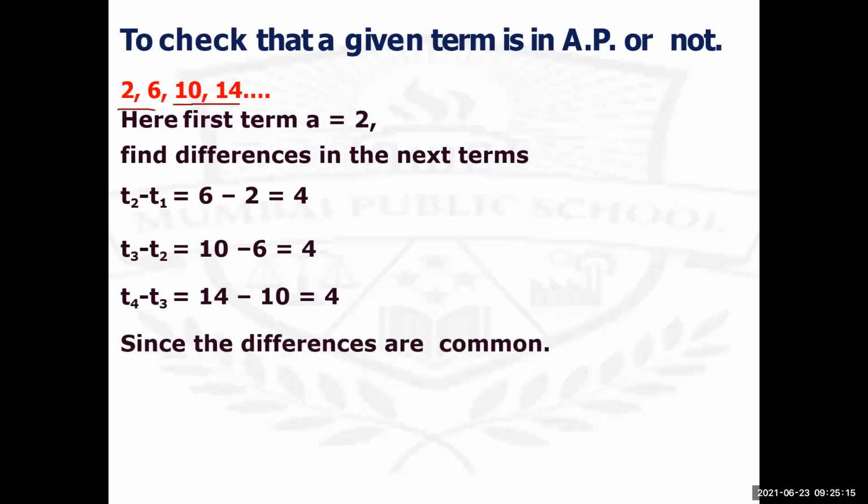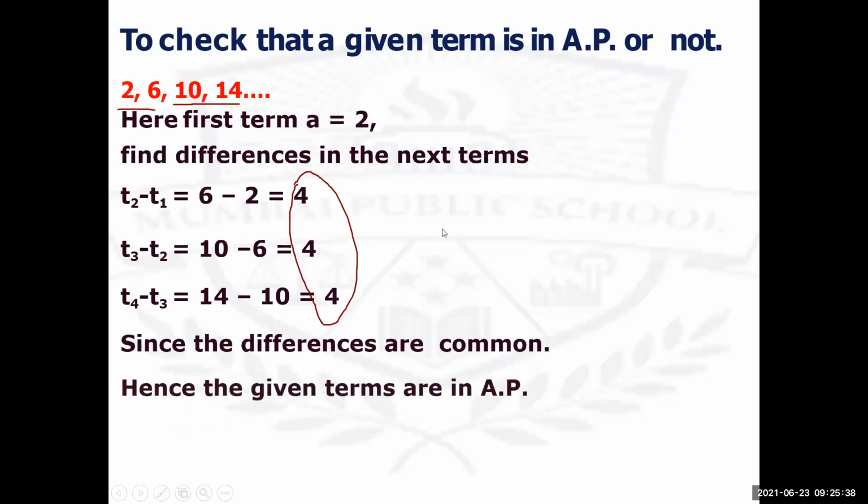Now, since the differences are common, check here. Each time, what is the difference you are getting? Each time, the difference you'll get is 4. So since the differences are common, the given terms are in AP.